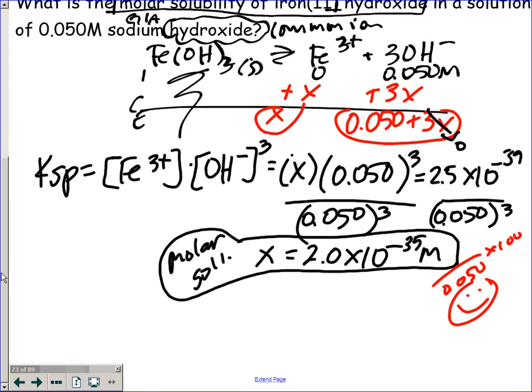Oh, I didn't conclude with this. In essence, and we didn't calculate this prior to the common ion effect, but make a conclusion. Do you think iron 3 hydroxide had a higher molar solubility in this situation, or in a situation where there was no sodium hydroxide present? Talk to the person next to you. Which one do you think has greater solubility?